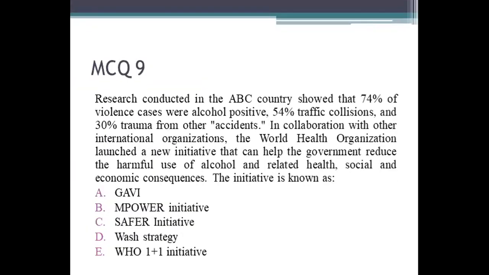MCQ 9. Research conducted in the ABC country showed that 74% of violence cases were alcohol positive, 54% were traffic collisions, and 32% of trauma was from other accidents. In collaboration with other international organizations, the WHO launched a new initiative that can help the government reduce the harmful use of alcohol and related health, social, and economic consequences. The initiative is known as A. GAVI, B. Empower Initiative, C. Safer Initiative, D. WASH Strategy, or E. WHO 1 plus 1 initiative. What will be the strategy?